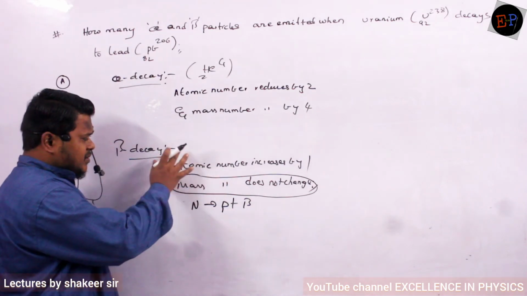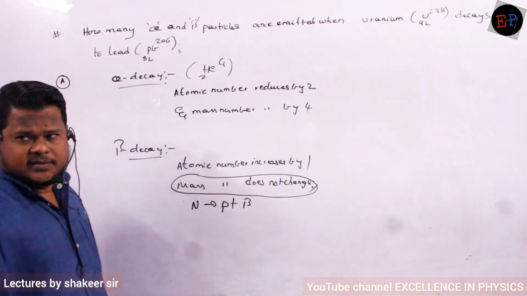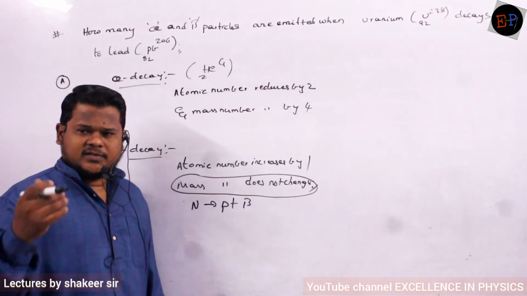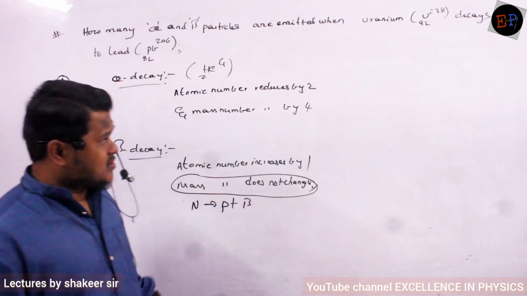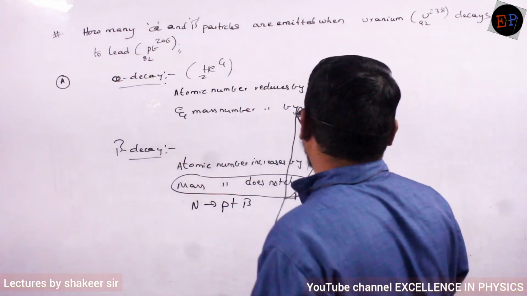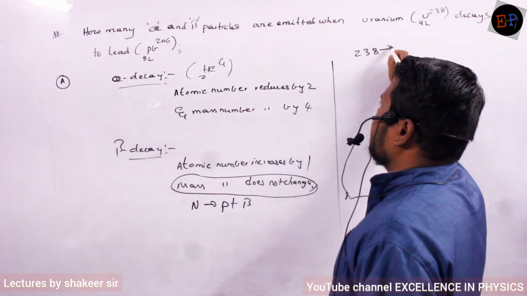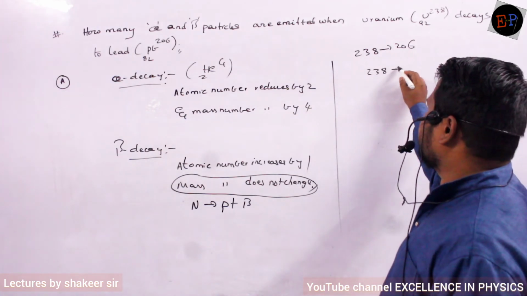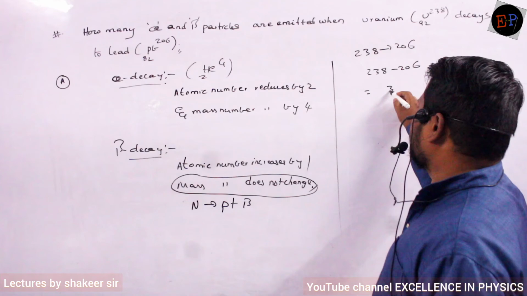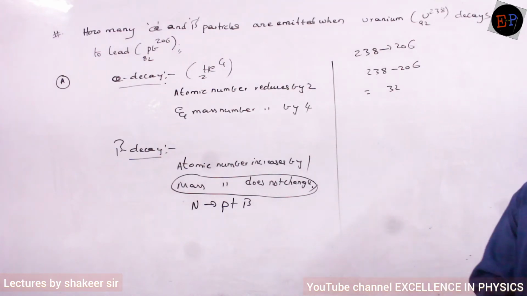Whatever the number of beta particles released, 2, 3, 4, 5, 6, any number of beta particles, mass number never changes. So first you take mass number. Uranium 92-238 is converted into 206, no? So what is the reduction in mass number? 238 minus 206 is how much? 32. So this is the reduction in mass number.